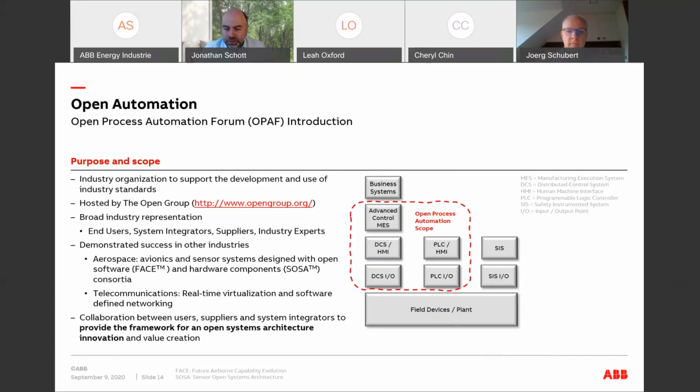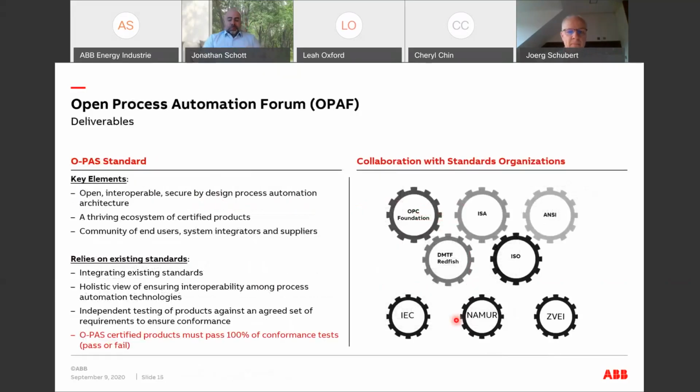Okay, let's continue. So, what are the deliverables by the forum? The main thing is the so-called OPAS standard, the Open Process Automation Standard. Again, the key elements are crucial here. It's about openness, that's one thing. Interoperability is very important, because just having the standards available, and some of them have been around for decades, does not provide an interoperable system per definition. A lot of you might have learned that with other standards in the past. Security by design, again, is very crucial. Most of the existing products today had that bolted on later on in one way or another.